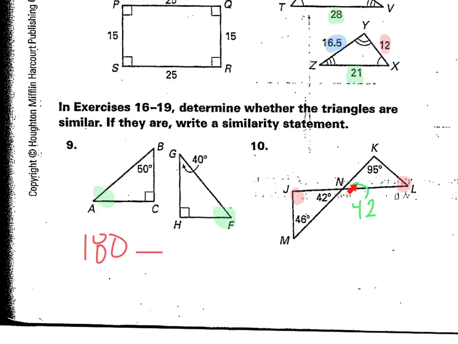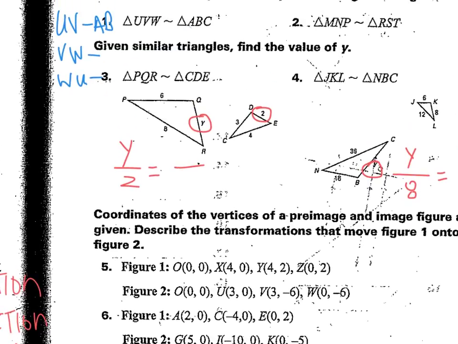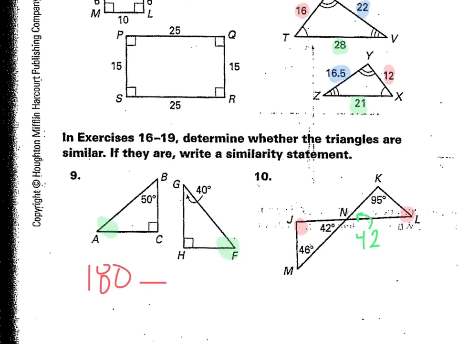This is also 42 degrees because of the vertical angles right here. If the angles all match up, like if this guy's 40 and this guy's 50, so it'd be 50, 90, 40, then they're similar. Then you need to write a similarity statement, which, if you go back up, this is a similarity statement. Okay, that's how you would write what the similarity looks like in 9 and 10.